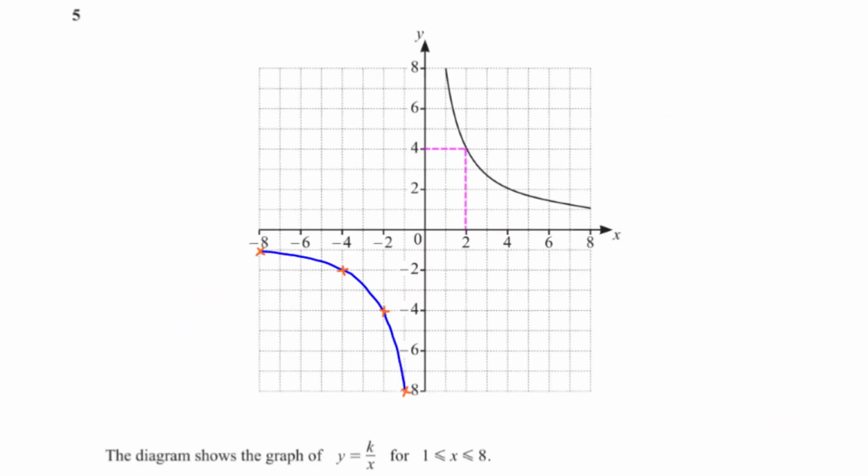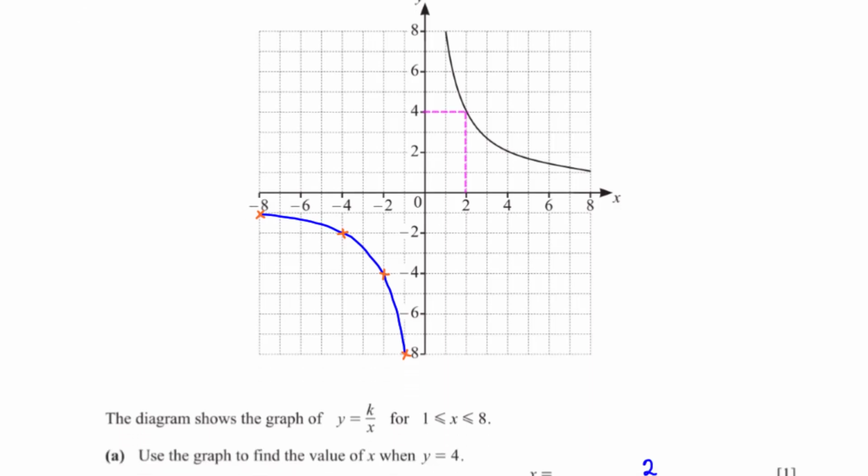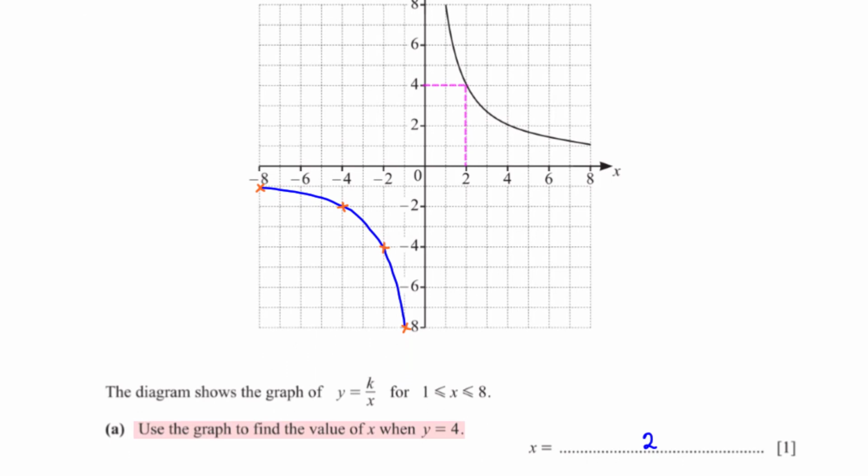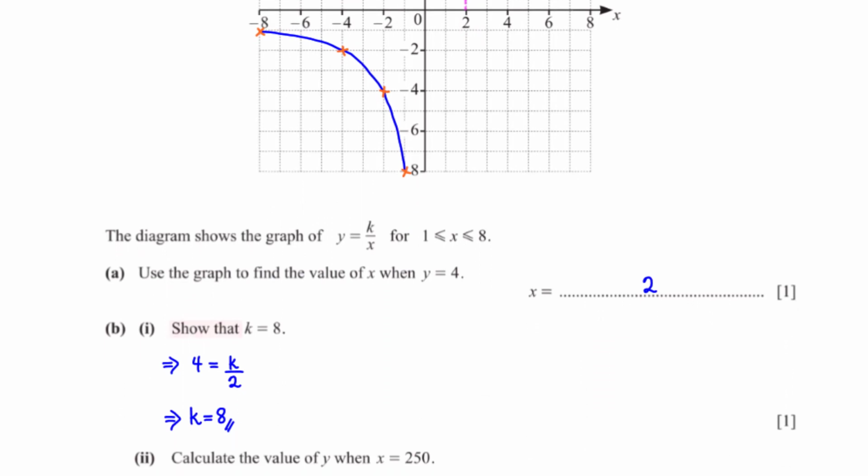The diagram shows the graph of y equals k over x for x greater than or equal to 1 and less than or equal to 8. Use the graph to find the value of x when y equals 4. On the grid, when we map 4 from the y-axis onto the graph, we get x to be 2.